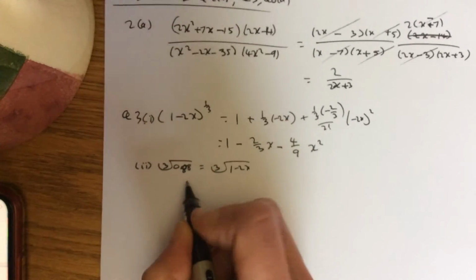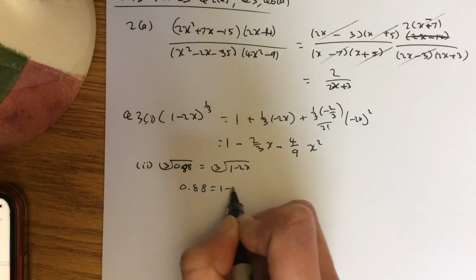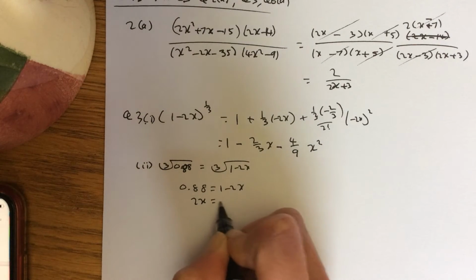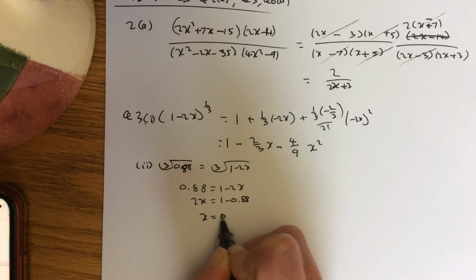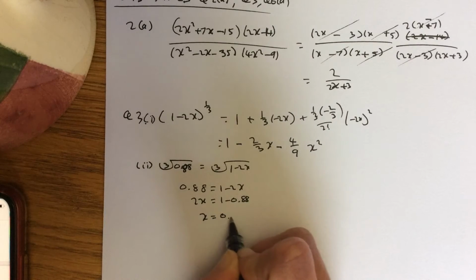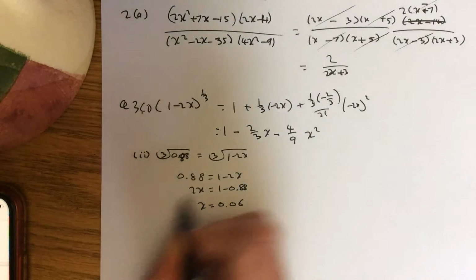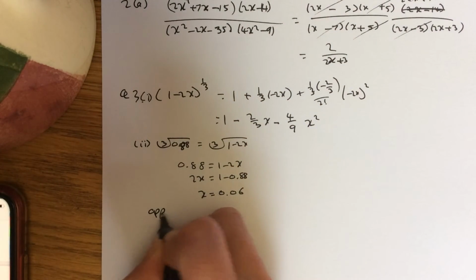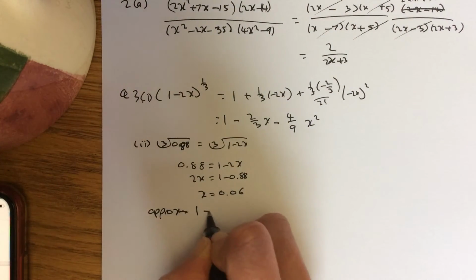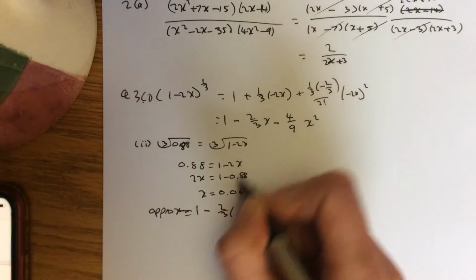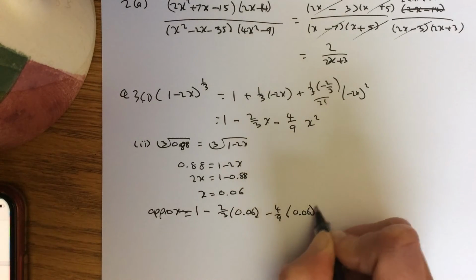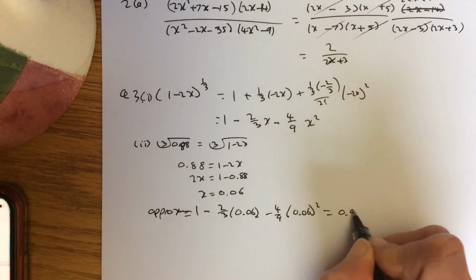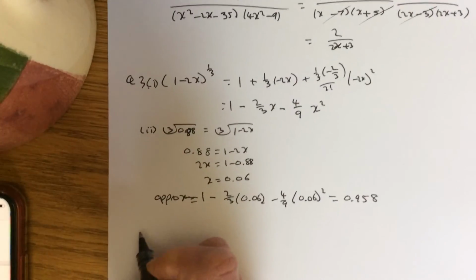So put those two expressions equal to each other to find out what x is. So bringing that across, 2x is 1 minus 0.88. So that's working out x. Take that away and then divide it by 2. That gives you 0.12, so 0.06. And you sub that into your expression from part 1. So your approximate value is 1 minus 2/3 times your x minus 4 over 9 times your x squared. Just straight into your calculators, 0.958 should work out there for you.